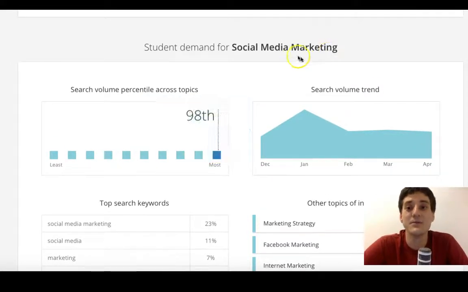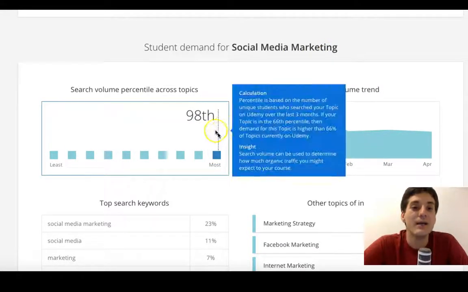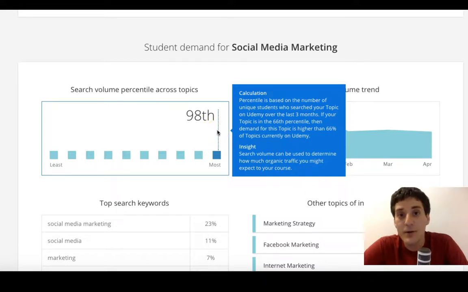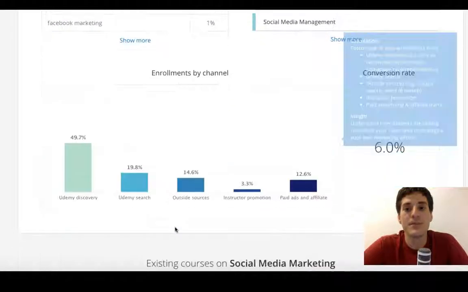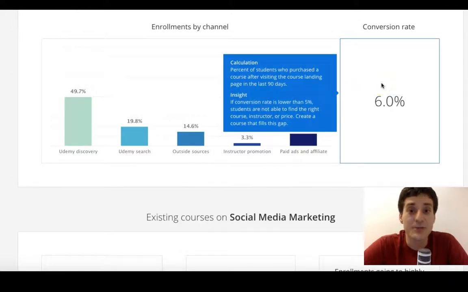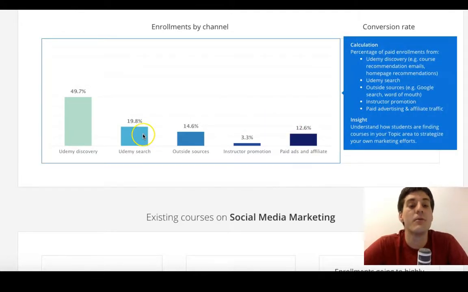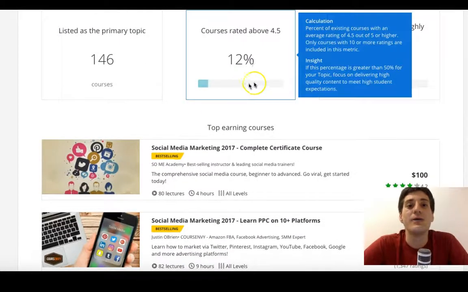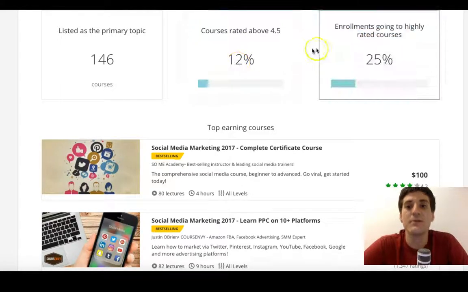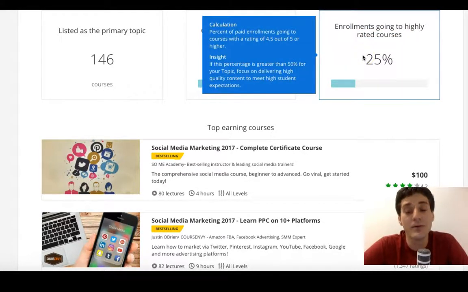However, in terms of social media marketing, you only have the 98th percentile. WordPress has the 99th percentile, and it has a 25% keyword term. There are niches that you can take advantage of. There are more Udemy searches, and there are higher conversion rates, courses rated above 4.5, and higher enrollment rates.